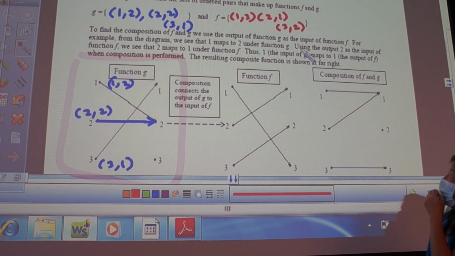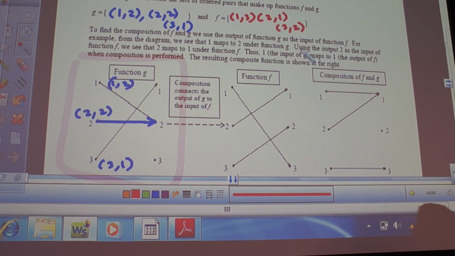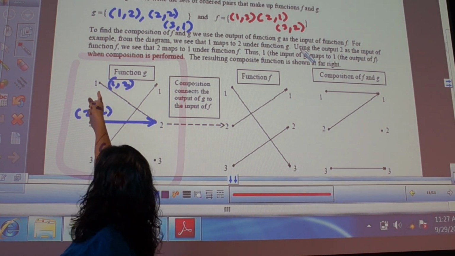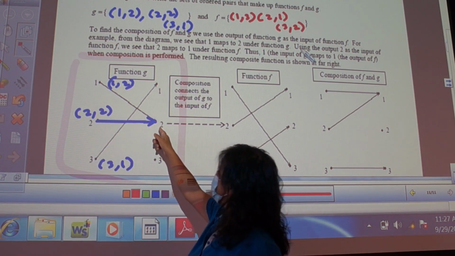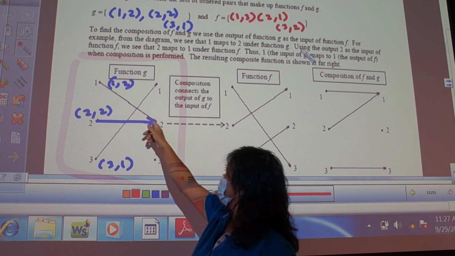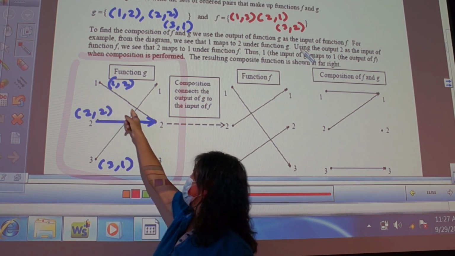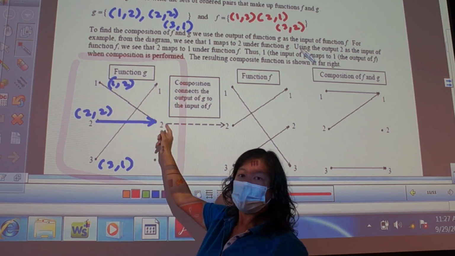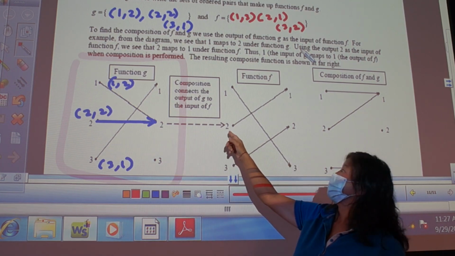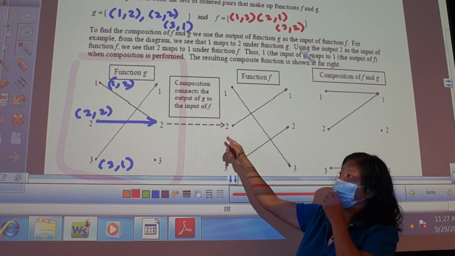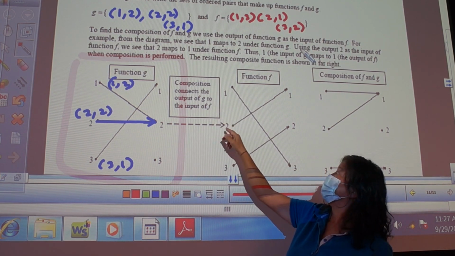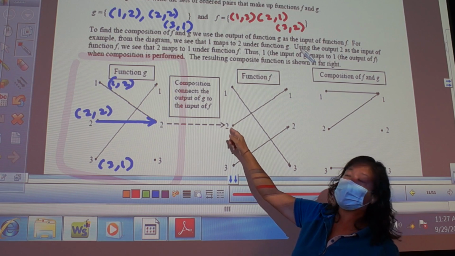Okay. So the composition says, I have 1, it goes to 2. So first I do G. 1 sends it to 2. Then I take that output of 2 and I go over to F and input that into F. So in F, I take my output of 2, throw it into F as my input, and that has an output of what?